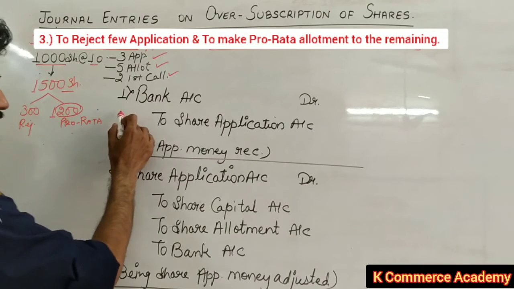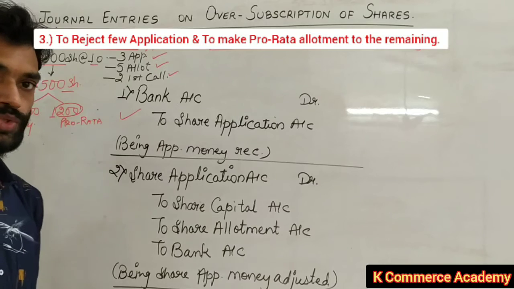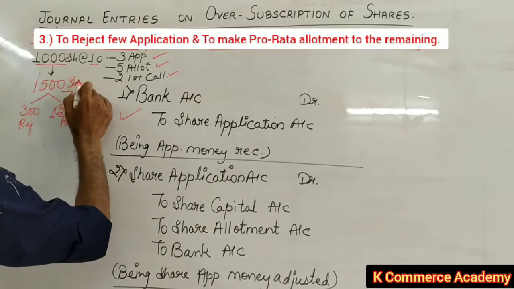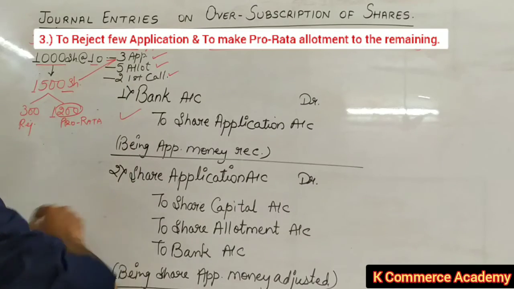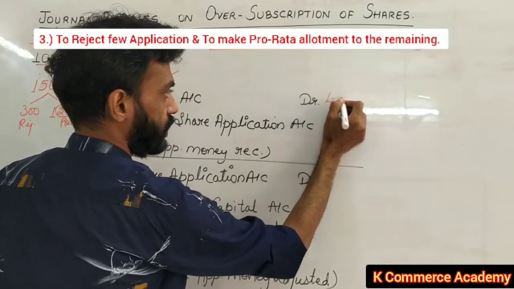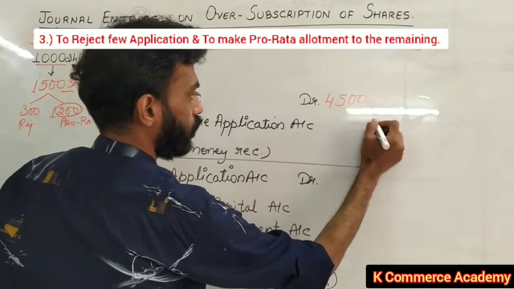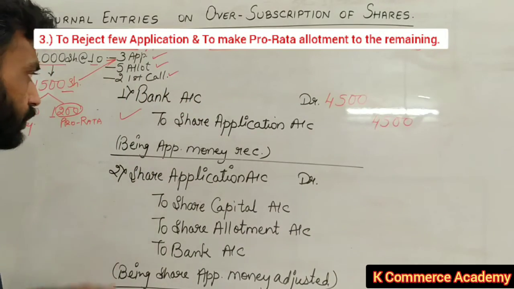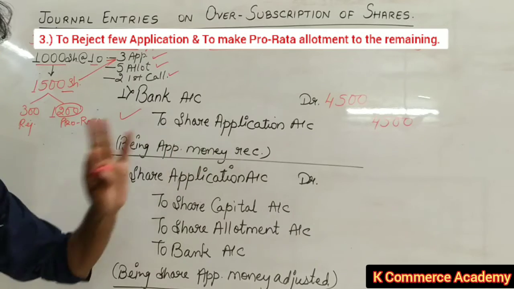The first entry will be exactly the same, that is bank account debited to share application account. How much amount will show on 1500 shares at the rate of 3 rupees, 4,500 will be shown. Rupees 4,500 will be received in total. After that, being application money received.